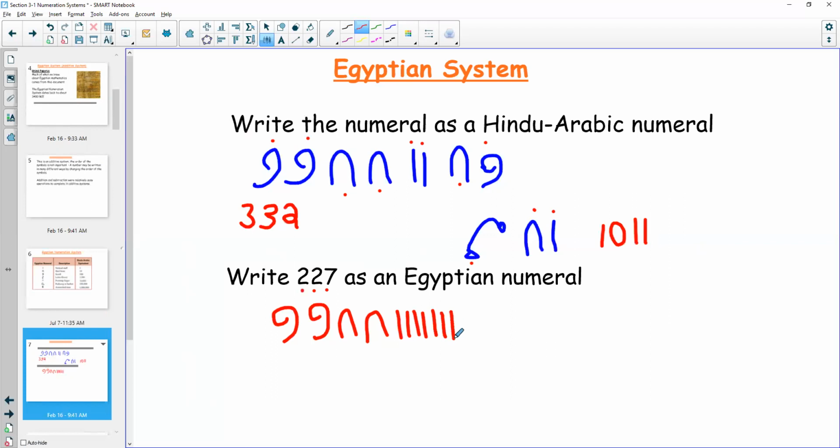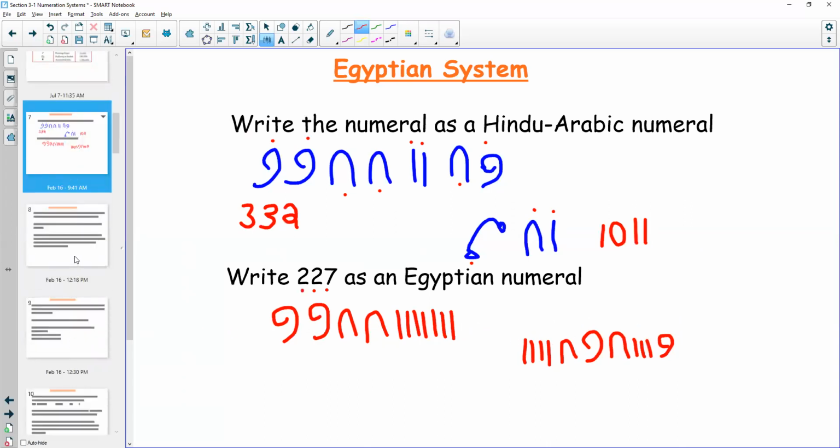Our brains think in place value from left to right, so we tend to write our numbers in order this way. It's just the way our brains think. But if you did it the other way, you'll find kids will make patterns out of them. Still, same thing: 200s, 20, 7. Either is fine. So that is Egyptian.